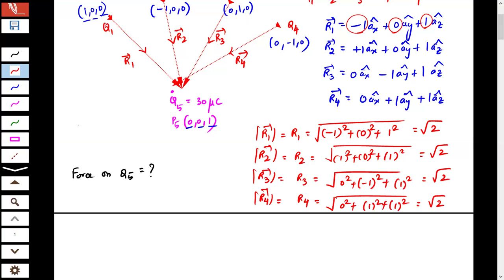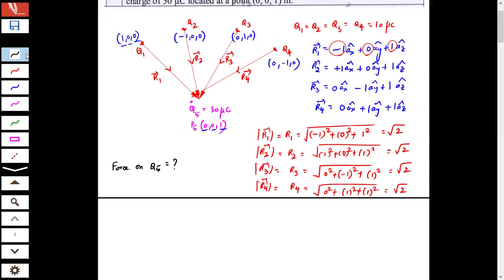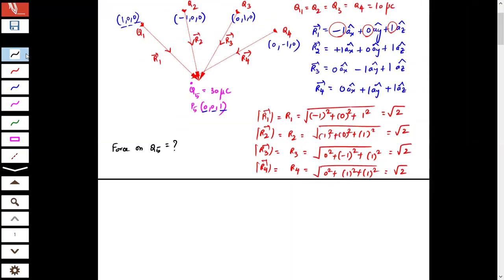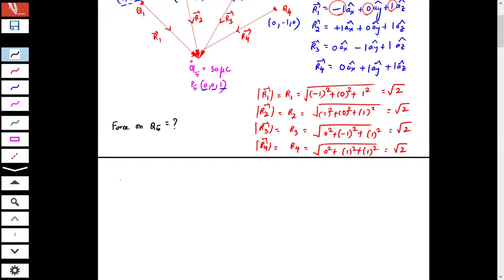Now let us write the formula for force and substitute all these Q values and R1, R2, R3, R4 values to get the force on Q5. So if I am finding the force on Q5, it will be the force on 5 due to charge 1, plus the force on 5 due to charge 2, plus the force on 5 due to charge 3, plus the force on 5 due to charge 4.